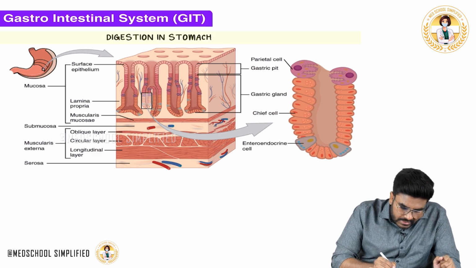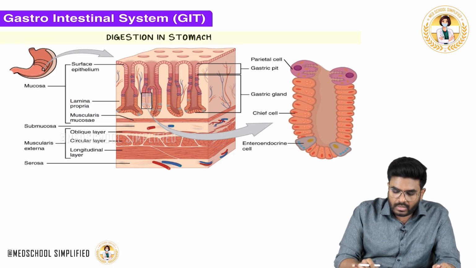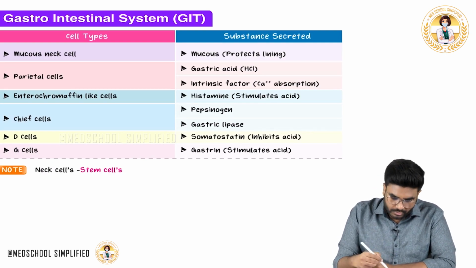Let's start from here. The cells which are present on the surface are called the surface mucous cells, and down to it these cells are called the neck mucous cells. Now let's start our topic: the different types of cells and the enzymes which are produced.